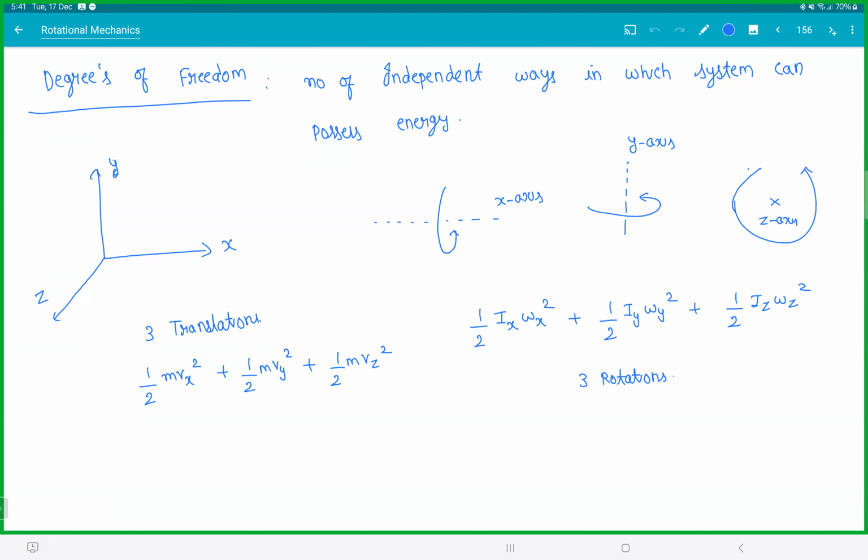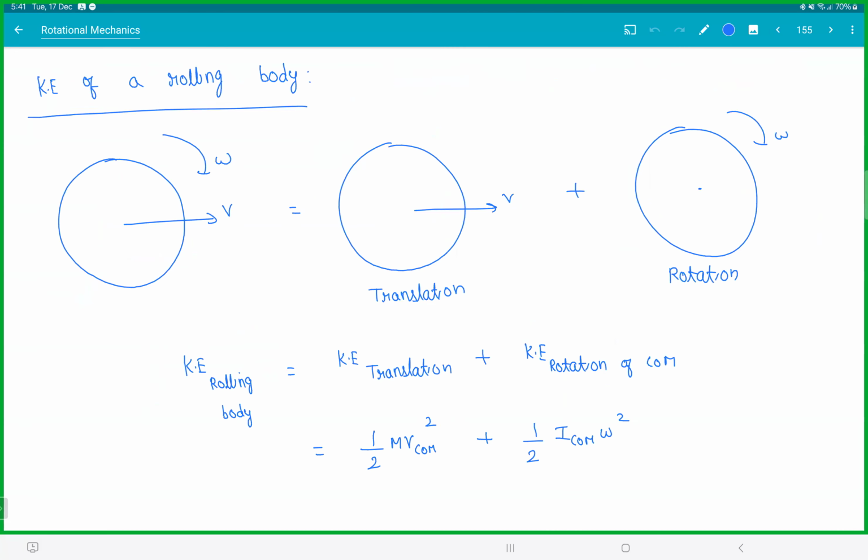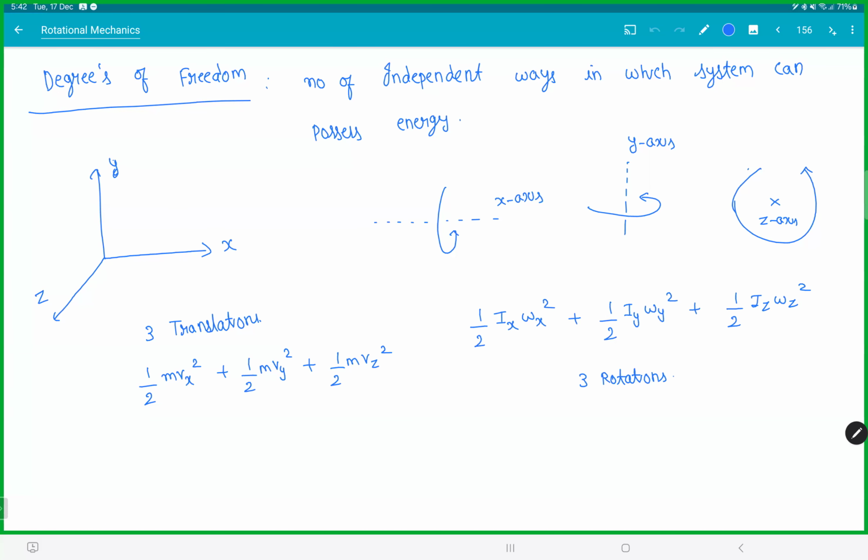This is the last thing that we did. So we proved the rotational kinetic energy is half I omega square. And then we said a rolling body is nothing but one translation plus rotation, so you can write this. This is for a rolling body. But then we said there are cases where a system can have multiple degrees of rotations and multiple degrees of translations. So let's see what I mean by that. A question would explain that better.